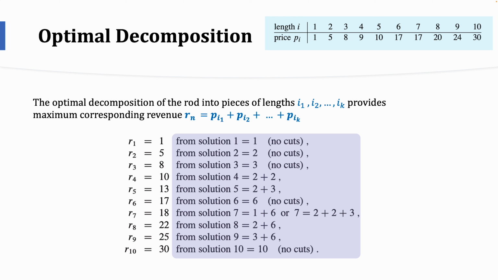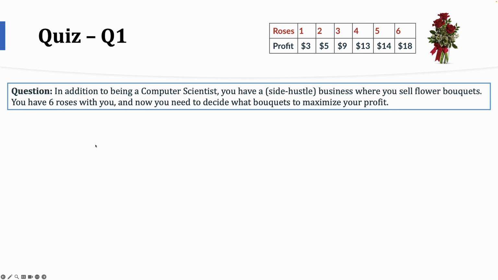Okay, so now I'm just going to shift a little bit to a different topic, maybe a more interesting one, something that people can relate to easily. Here's the question first. In addition to being a computer scientist or someone who enjoys coding, let's say you have a side hustle where you sell flower bouquets. In this particular case, you have 6 roses with you, and you need to decide how you want to sell them so that you maximize your profit. You technically have to regroup your roses in a way that maximizes your earning at the end of the day.